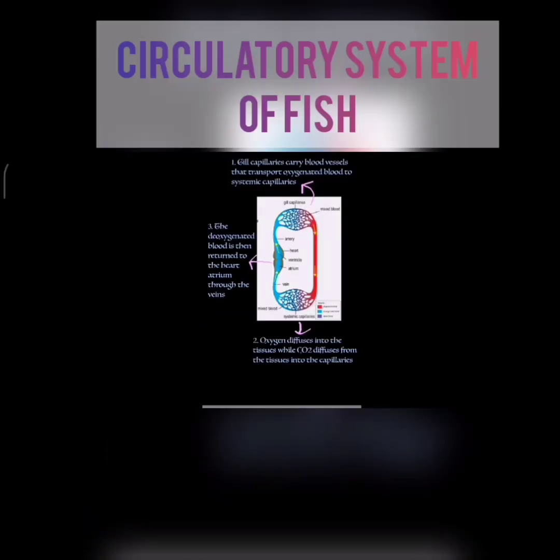Here is the figure of the blood circulatory system of fish. First, the gill capillaries carry blood vessels that transport oxygenated blood to systemic capillaries. In systemic capillaries, oxygen diffuses into the tissues while carbon dioxide diffuses from the tissues into the capillaries, and the deoxygenated blood is then returned to the heart atrium through the veins. As the blood flows in one direction only, the fish circulatory system is known as a single circulatory system.